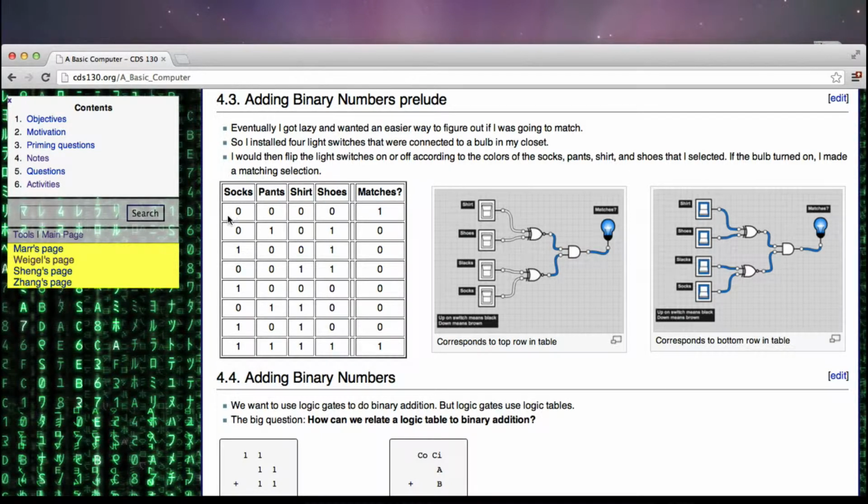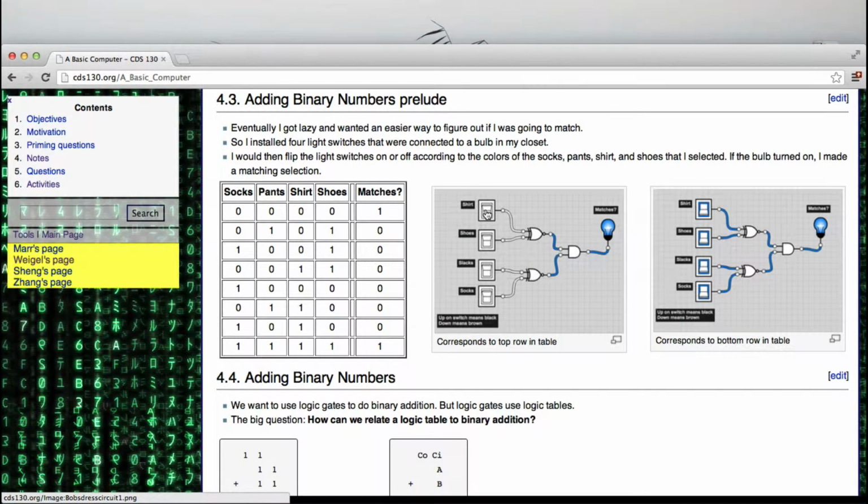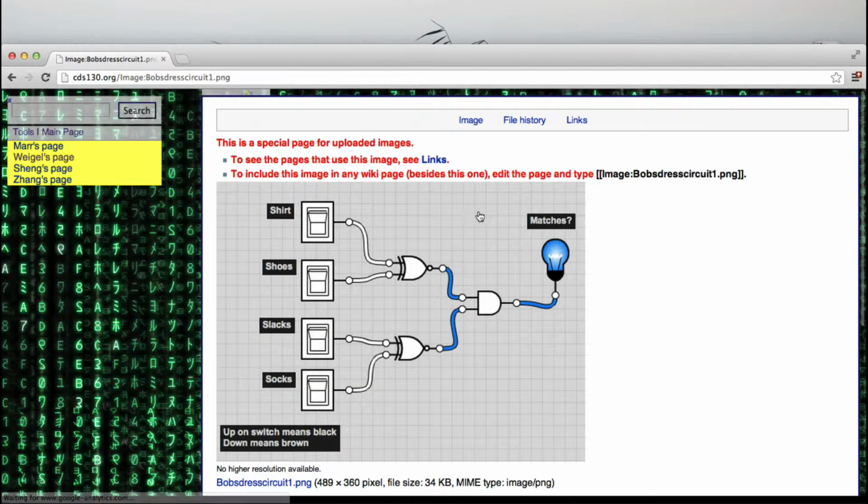I have a logic table, and I suppose that I have a bunch of switches, a bunch of logic gates, and a light bulb. What I did was figure out how to wire those things together so that I could flip switches corresponding to the color of my shirt, shoes, pants, and socks, and then decide whether it matches just by looking at a light bulb. If the light bulb was lit, then I knew it was matching. If it wasn't lit, then I knew it did not match. And this is a picture of that circuit.